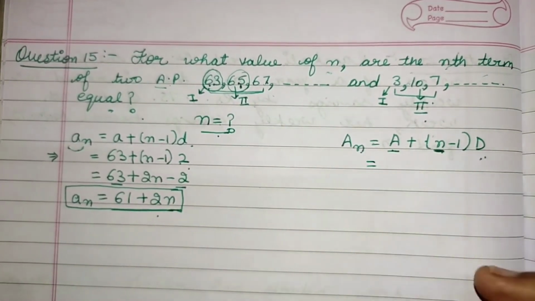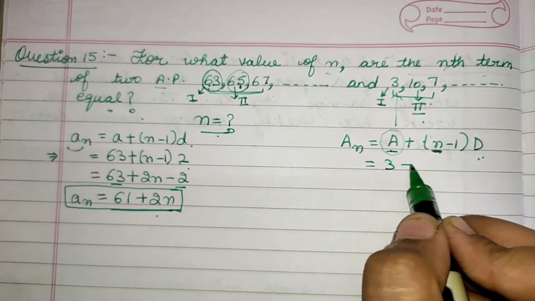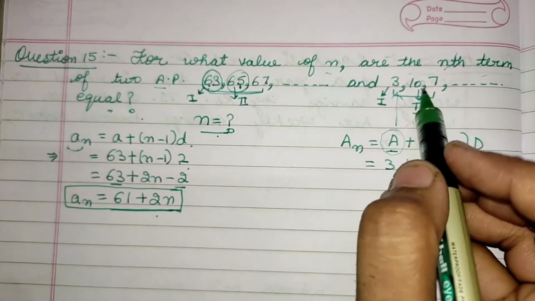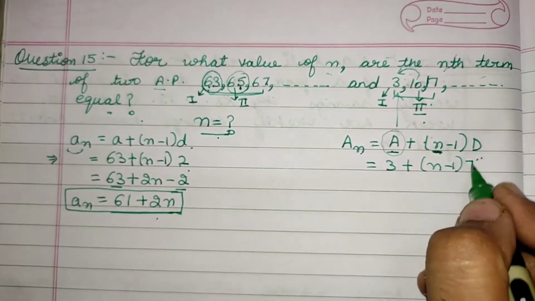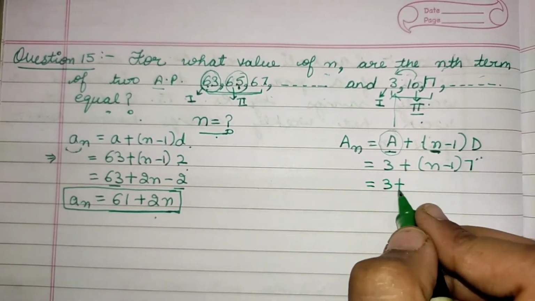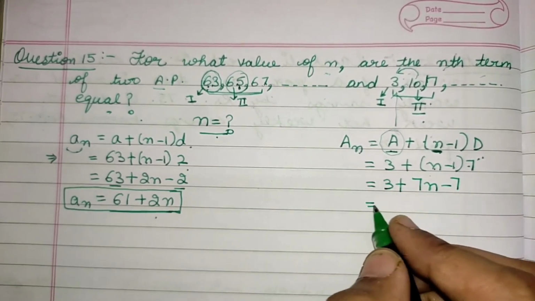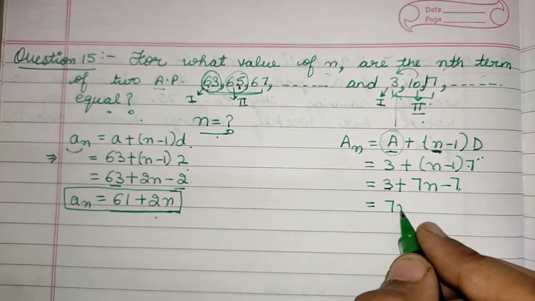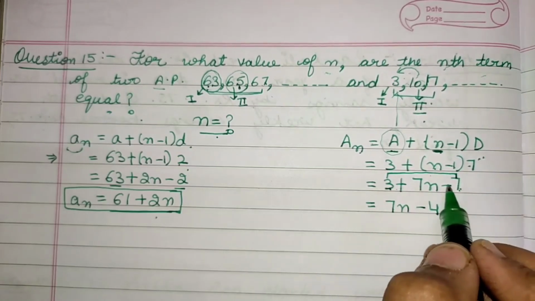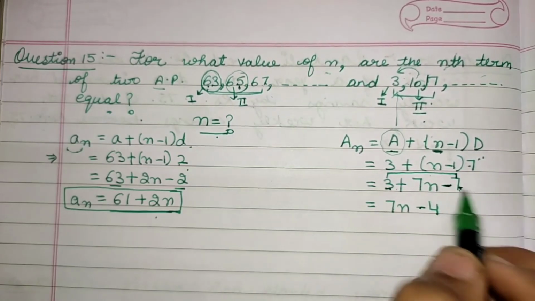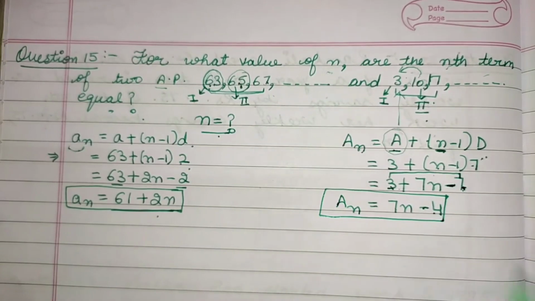Now if we talk about the second AP, my first term is 3, plus (n minus 1) into d, where d will be 10 minus 3, which will be equal to 7. So if I solve this, I will get 3 plus 7n minus 7. So my answer will be 7n minus 4, because I am subtracting these two values and the sign will be minus because 7 is the bigger term. So I get the nth term as 7n minus 4.